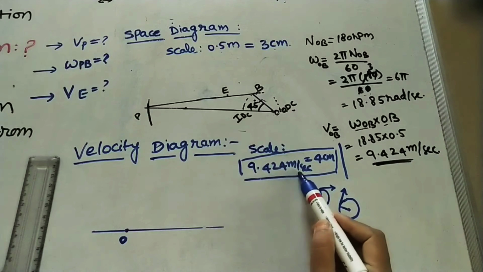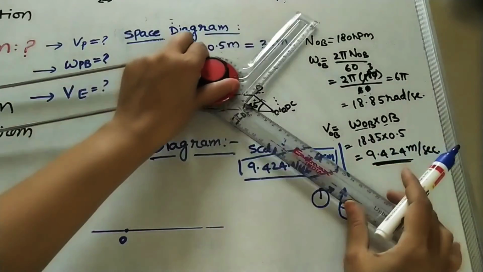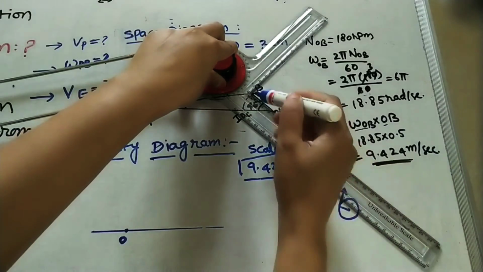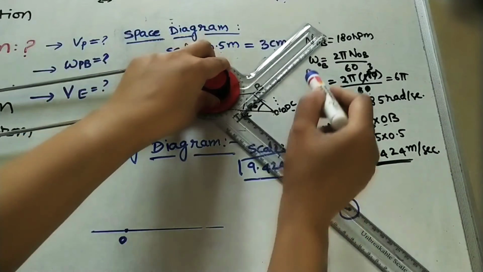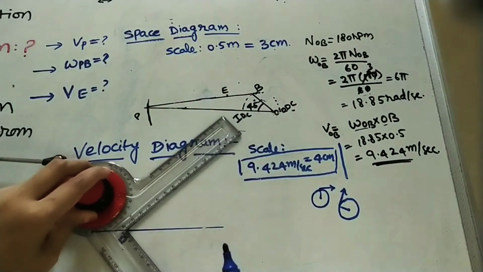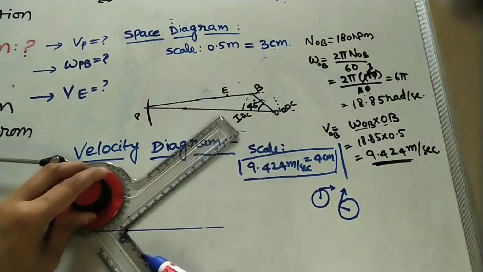But here we are taking a scale equal to 4 centimeters. So here I will keep one of the scales coinciding with the crank. The other scale will show the velocity. How much velocity is it? 4 centimeters, from O, because from O we are taking it.